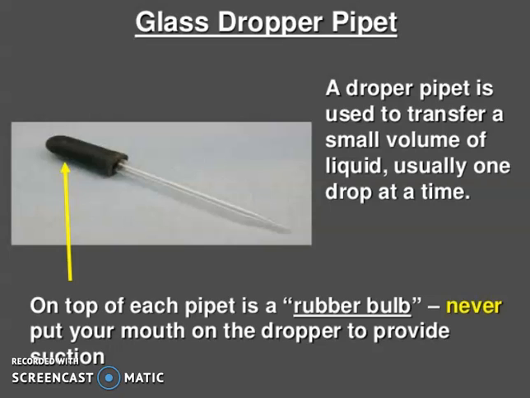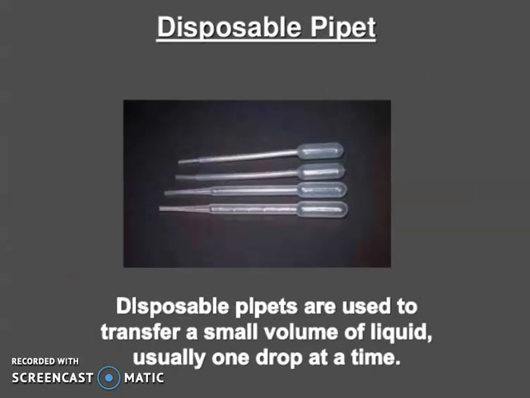Now, glass dropper pipettes. You can say a dropper pipette is used to transfer a small volume of liquid, usually one drop at a time. On top of each pipette is a rubber bulb. This is the rubber. Never put your mouth on the dropper to provide suction.